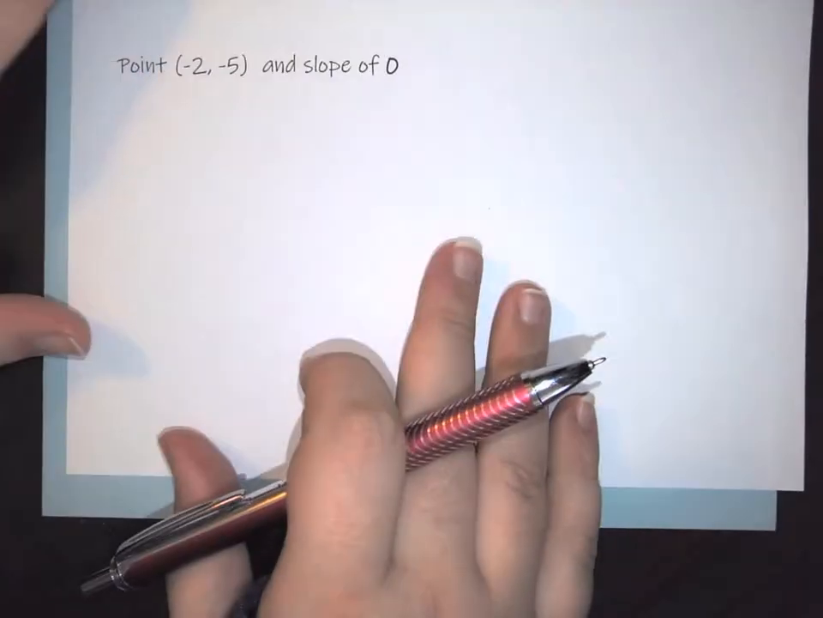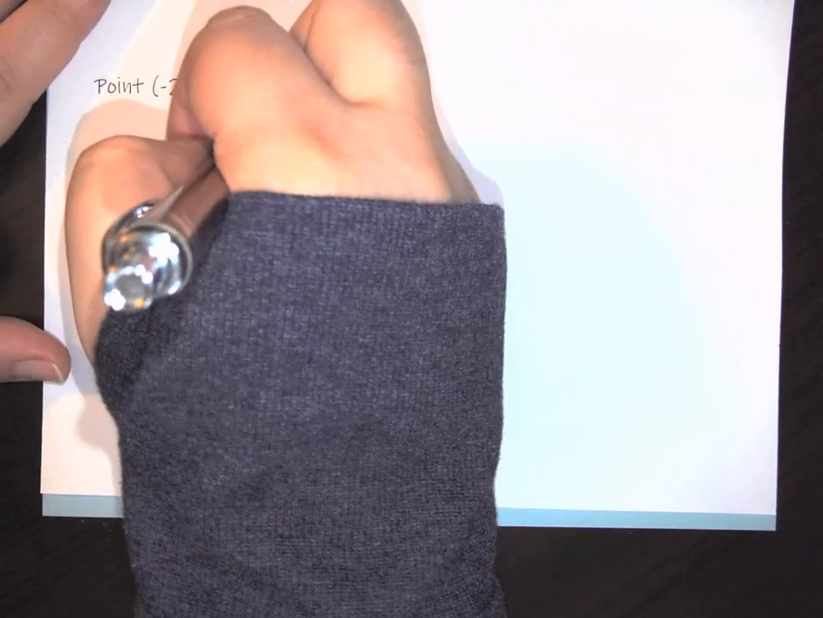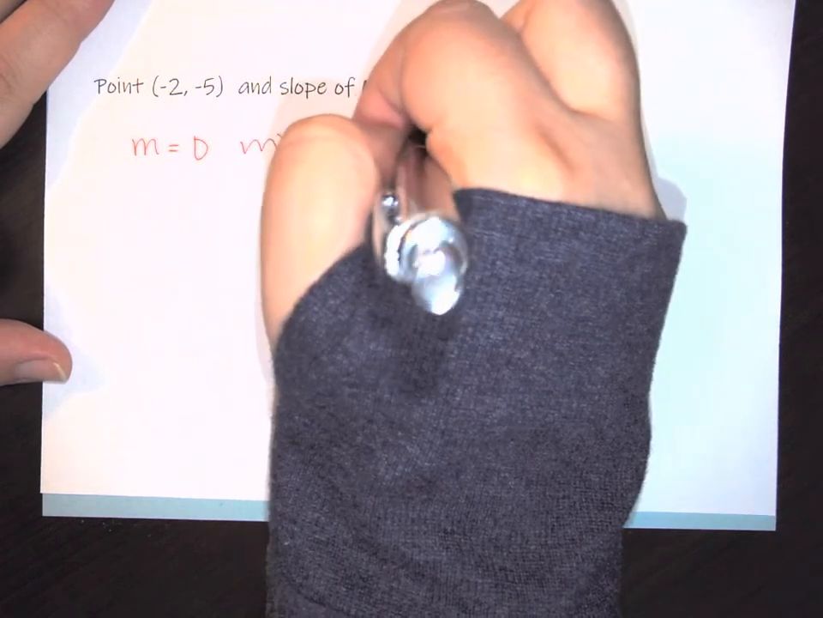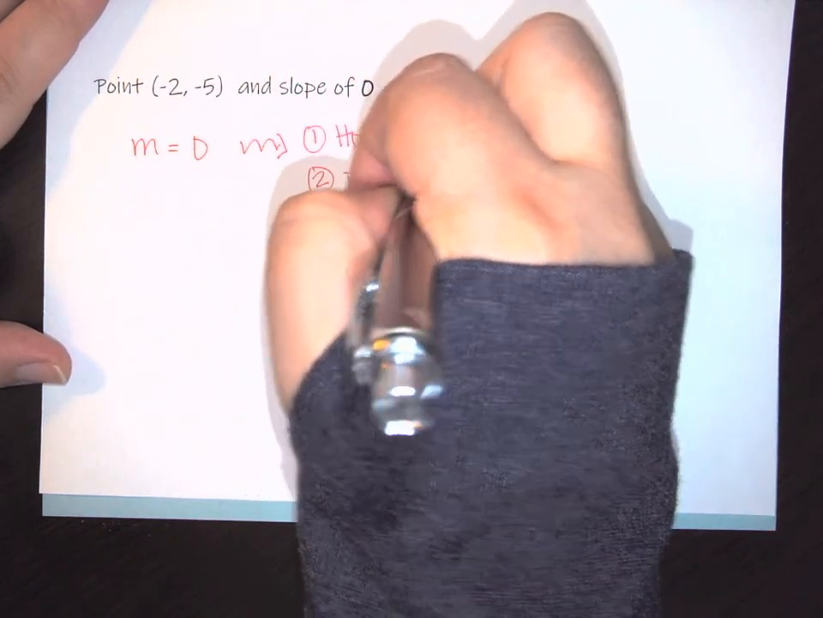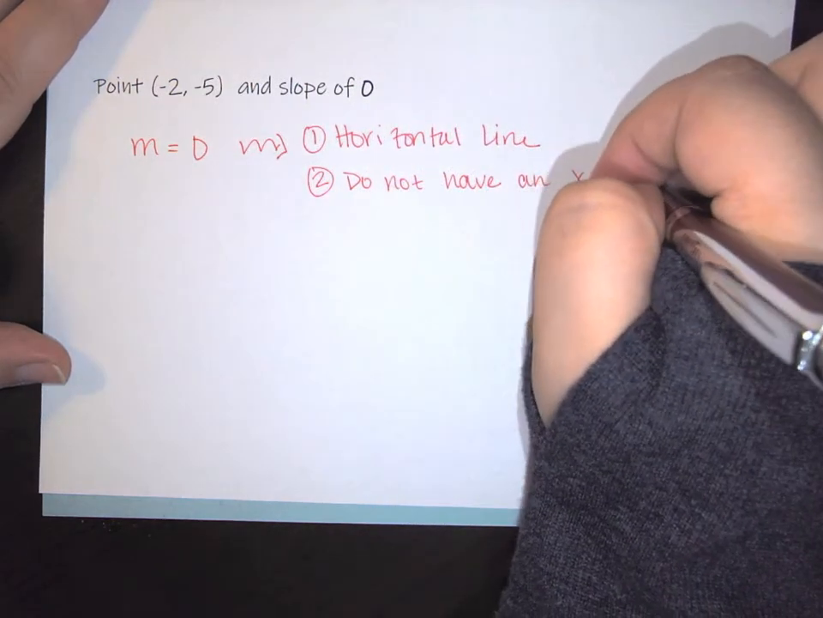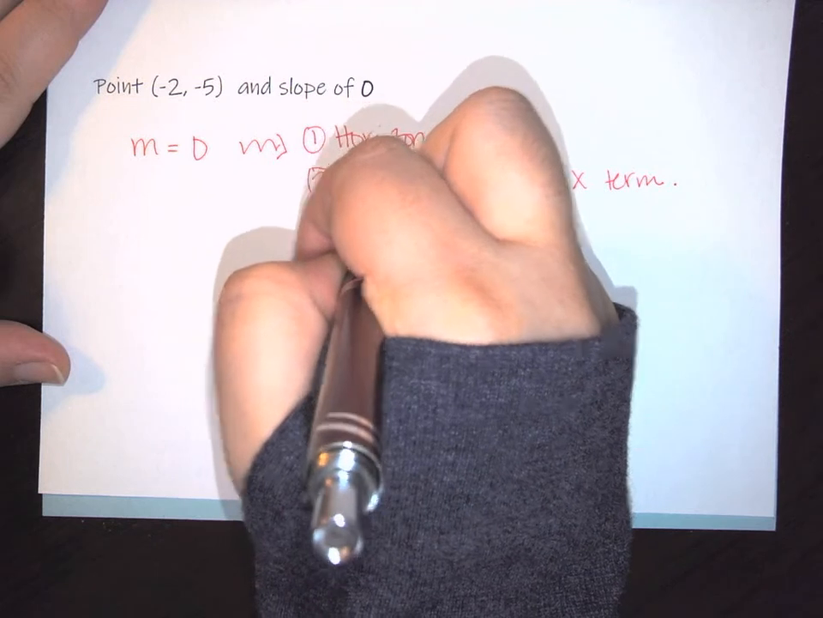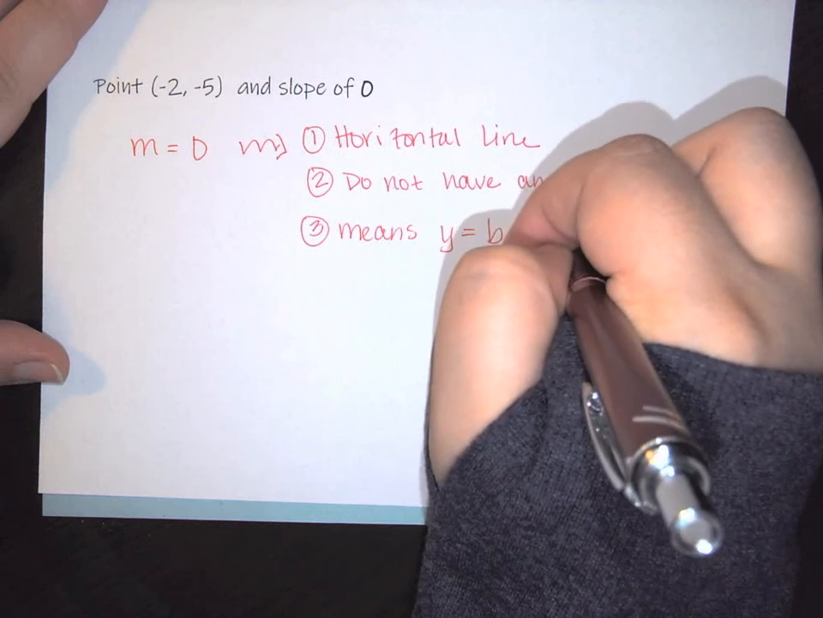Now we can look at the same thing if we're given a point and your slope is 0. So here this means if your m is 0, again you have a couple of things that we know. That first thing is that we have a horizontal line. The second thing is that you do not have an x term. And the third thing is that it means you've got a y equals b equation.